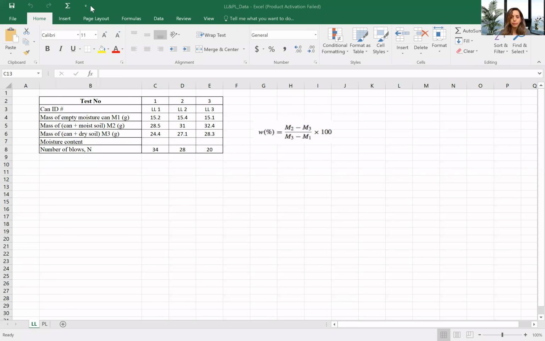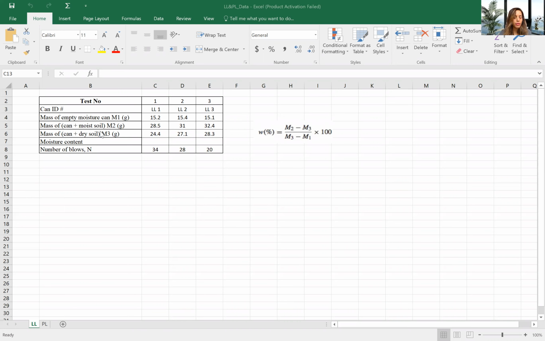Okay, so here we have the can ID. That's just how you name your cans. Liquid limit 1, liquid limit 2, liquid limit 3. Then you have the mass of the empty moisture can. So M1, this is the mass of the empty can. That's around 15 grams. Then you have the mass of the can and moist soil. So the difference between these two is the moist soil.